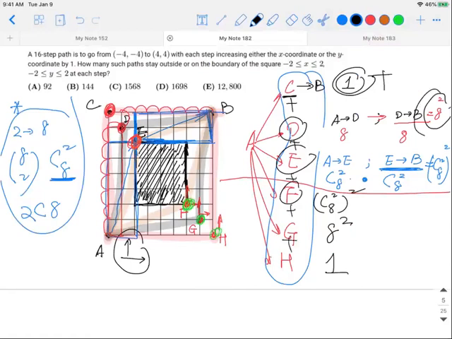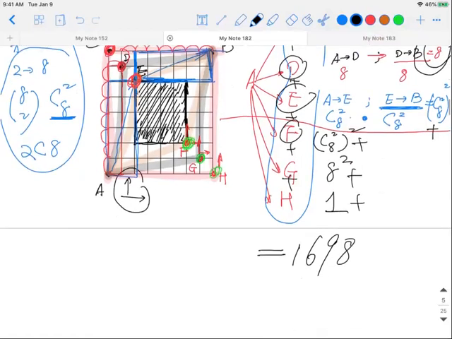1 plus 8 square plus C8-2 square plus... So the total number is 1698. All right? So think about it. 1698, that's a big number. If you really want to list them out one by one, it's probably going to take some time and you might have some calculation errors. Okay? So this is the solution for this problem.